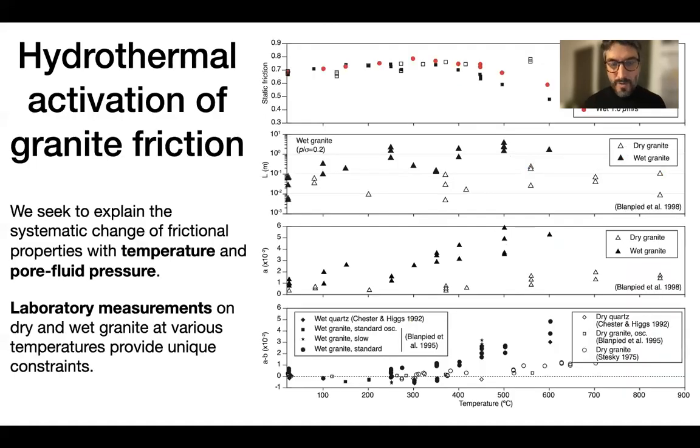So as an example, I'm going to consider the effective frictional properties of granite, which is well understood and described in a series of experiments by Blanpied and others that describe the static friction coefficient, the characteristic weakening distance, the velocity direct effect parameter A, and the steady state velocity dependence parameter A minus B as a function of temperature, but also in dry and wet conditions.